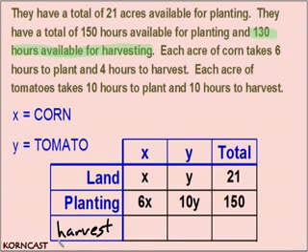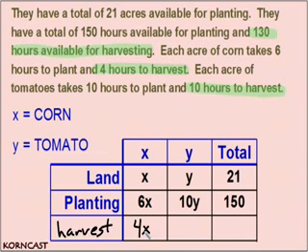So the last thing in our table is going to be the harvest. As I keep reading, I know it's going to take 4 hours to harvest my corn, and it's going to take 10 hours to harvest my tomatoes. Now once I've identified all the things that have to do with harvesting, the same thing applies right here. It's going to take me 4 hours to harvest corn, and that depends on how many acres I have. If I have 10 acres, it's going to take me 40 hours.